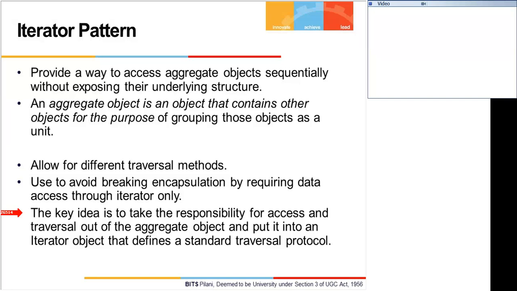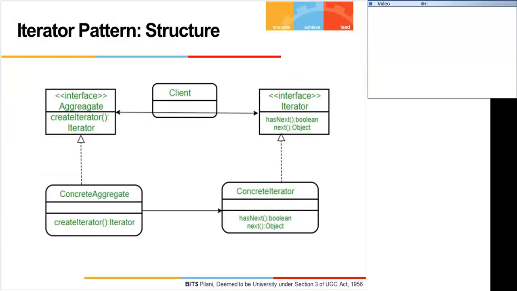The traversal part, the traversing through that aggregate object, needs to be implemented by another object, and this other object is the iterator object, which takes care of the traversal part so that it increases the cohesion of the aggregate object. It does only storage of the objects and does not take care of the iterating part, right? The iteration or the traversal part of that aggregate object is done by a separate object. I hope it's clear. It will be more clear as we go through the implementation.